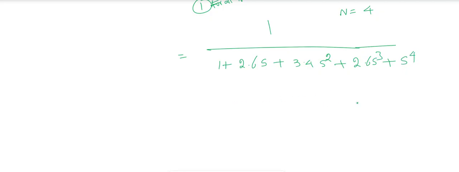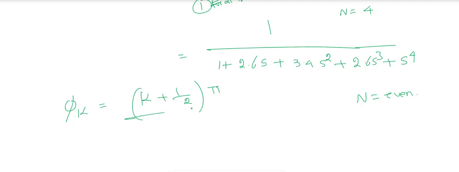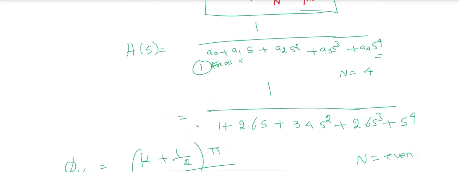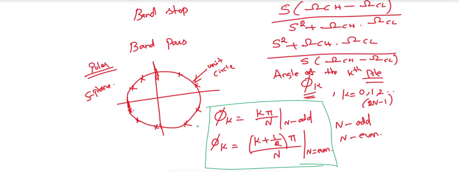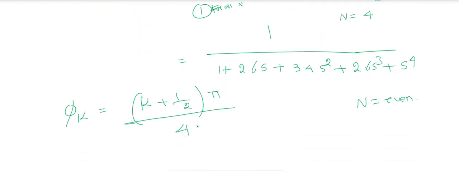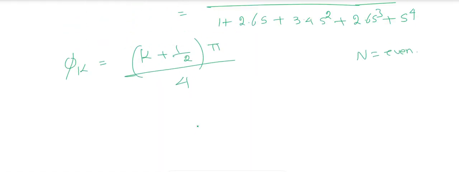So now n is equal to even. The formula for even n is phi k equal to (k plus 1 by 2) into pi by n, for n equal to even. This is the formula to determine the number of poles and angles.